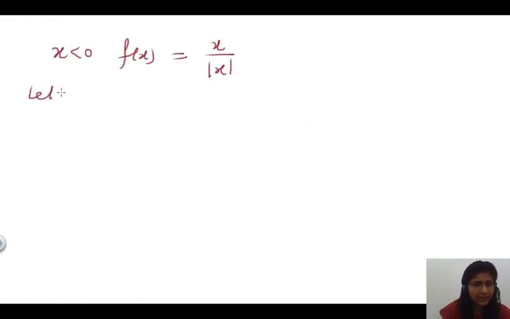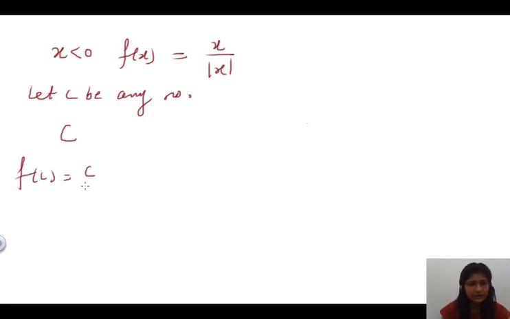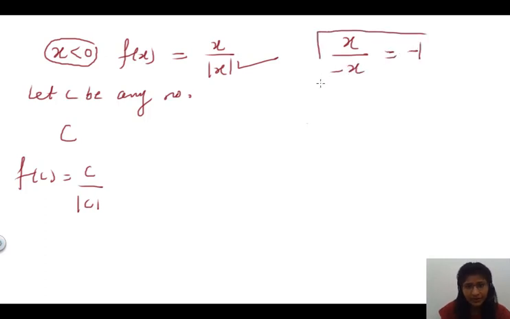Let C be any number. So you just have to check at C. So f of C will be C upon modulus of C. So you know when x is less than 0, it is going to be a negative number, right? So we will break this modulus. When x is less than 0, it will be x upon minus x. That gives the answer as -1. Hence, in C plus and C minus, it is going to remain the same. So the function is a continuous function in this case, right?